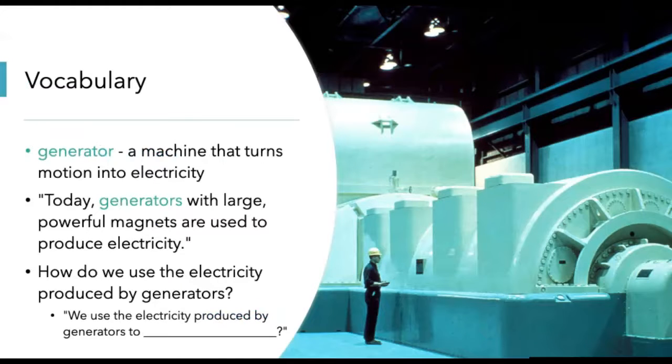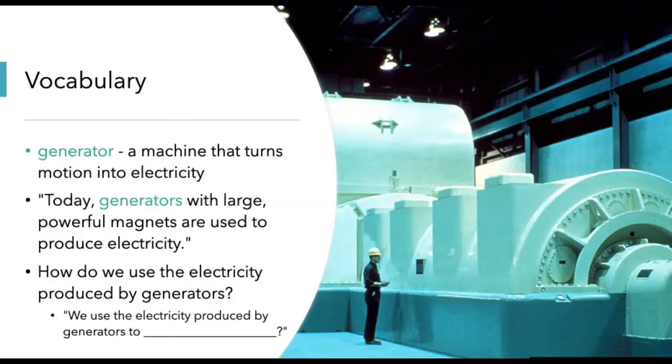Our next word is generator. A generator is a machine that turns motion into electricity. Today, generators with large, powerful magnets are used to produce electricity. How do we use electricity produced by generators?